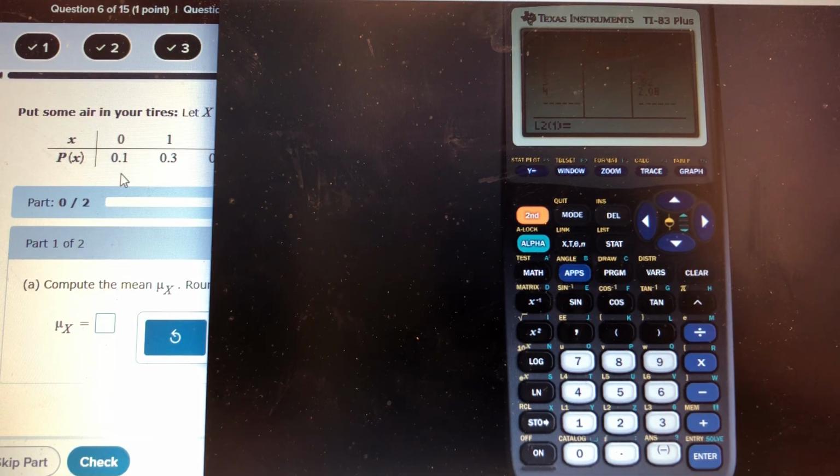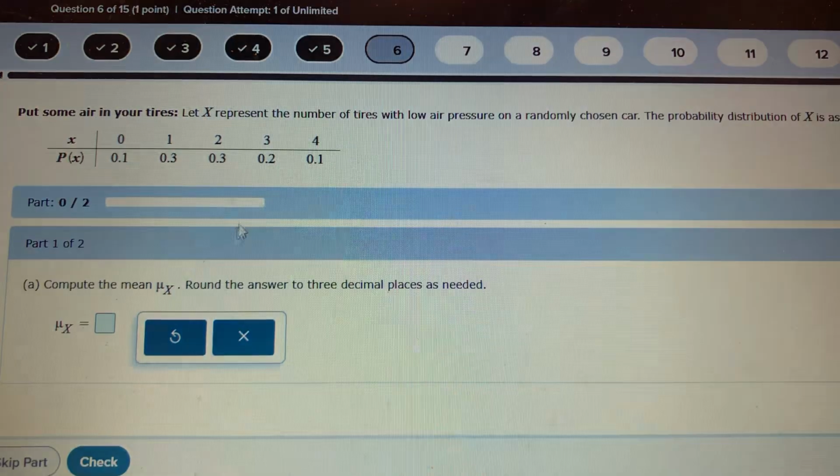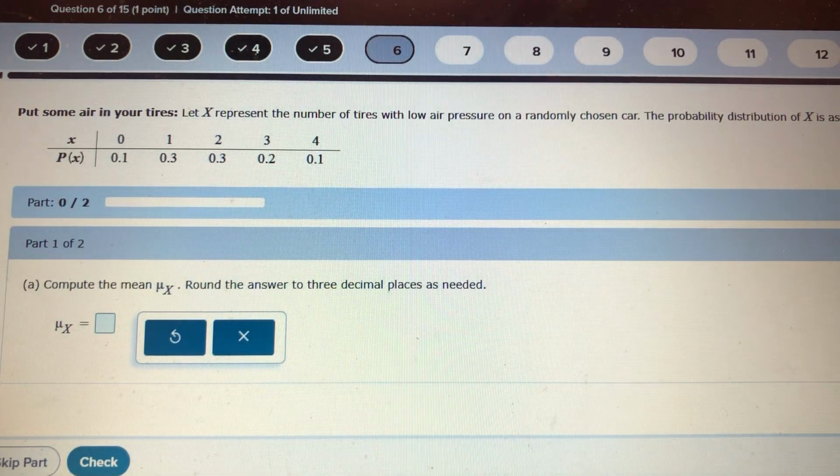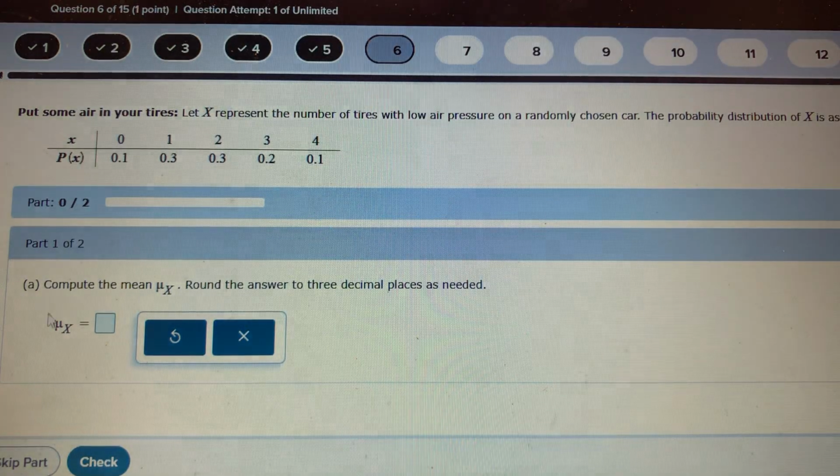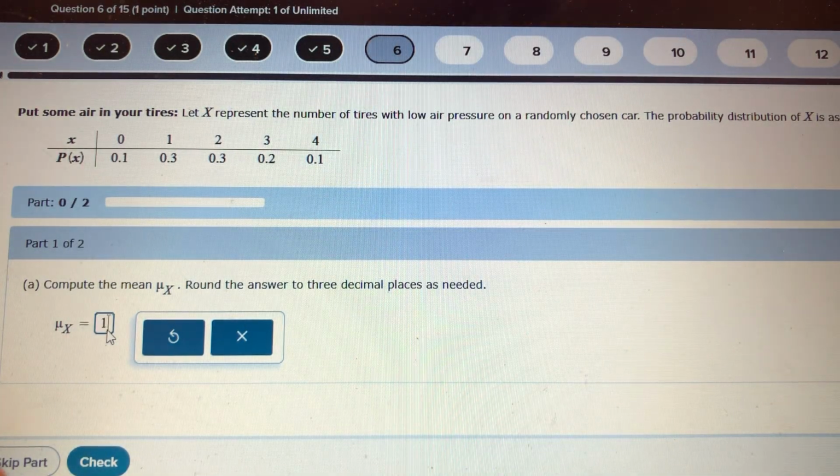Go over to L2 and put 0.1, 0.3, 0.3, 0.2, 0.1 for the last 3. Stat. Calculate 1-Var Stats. Get it wrong first if need be, and then hit second enter and type L1, L2. The mean is 1.9. All they want you to know here is that this is the symbol for the mean of a probability distribution, 1.9.